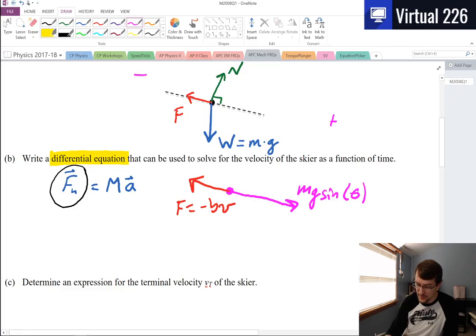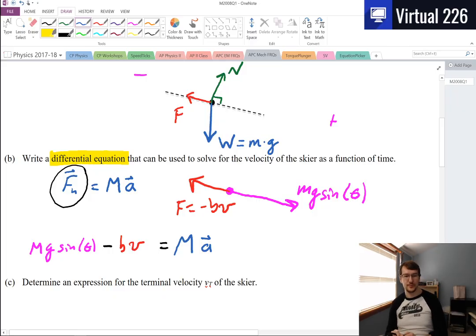being positive and up being negative, we can say that Mg sine of theta, or I guess once again M is a capital M, because it's the mass of our skier, minus this force of friction, bv, equals the mass of the skier multiplied by their acceleration, okay?